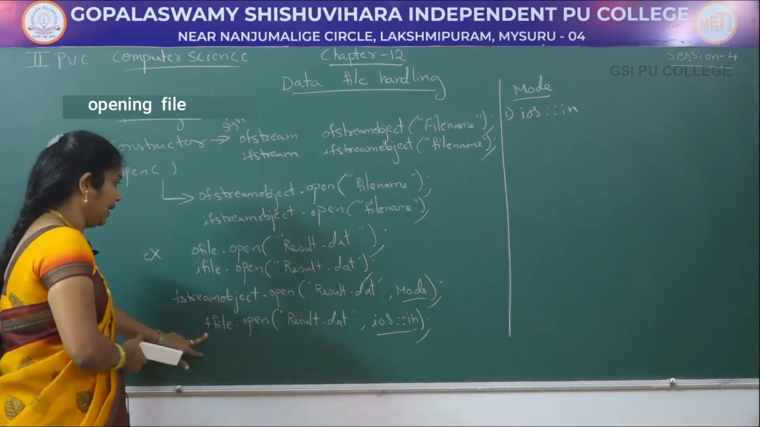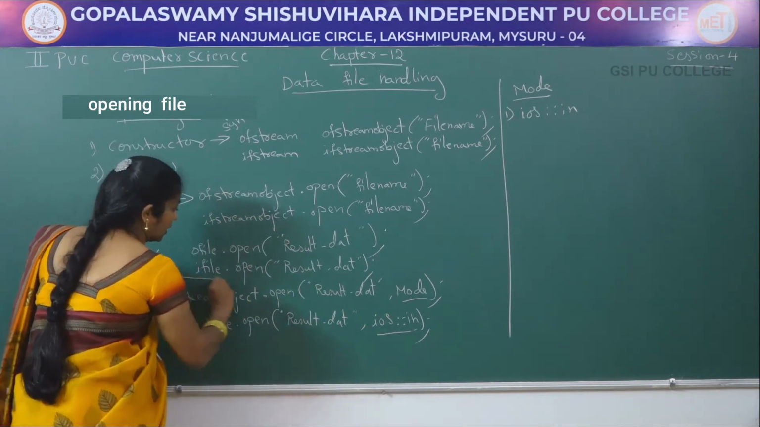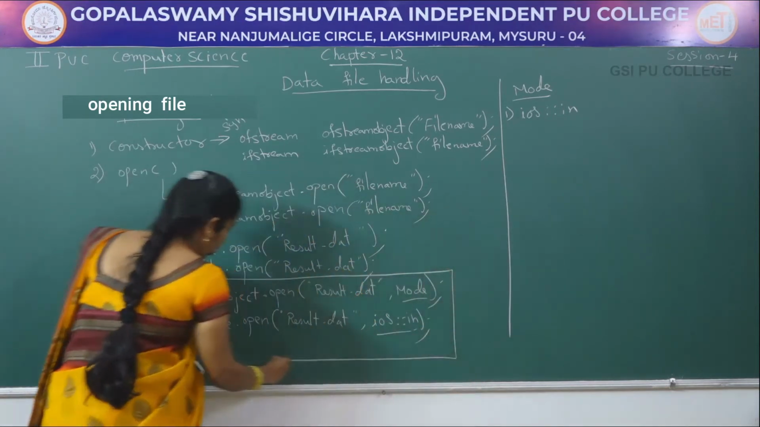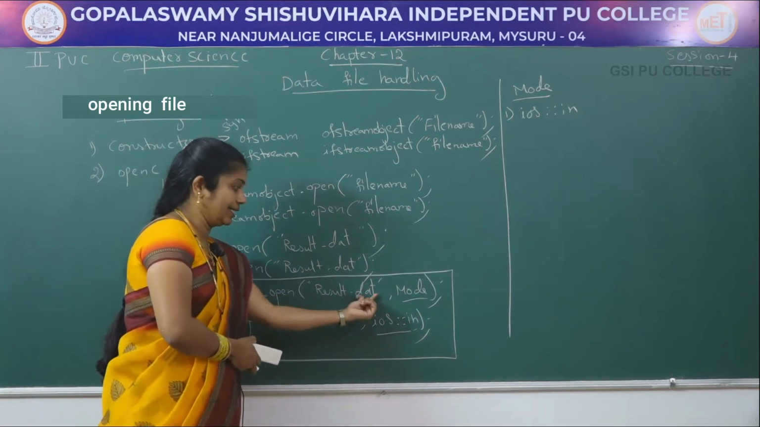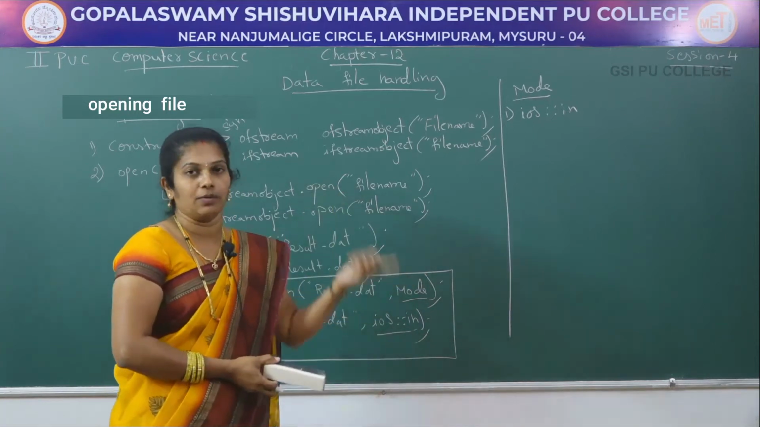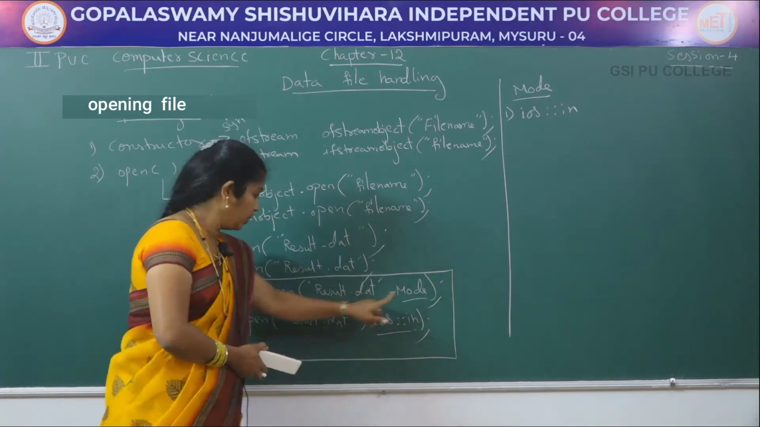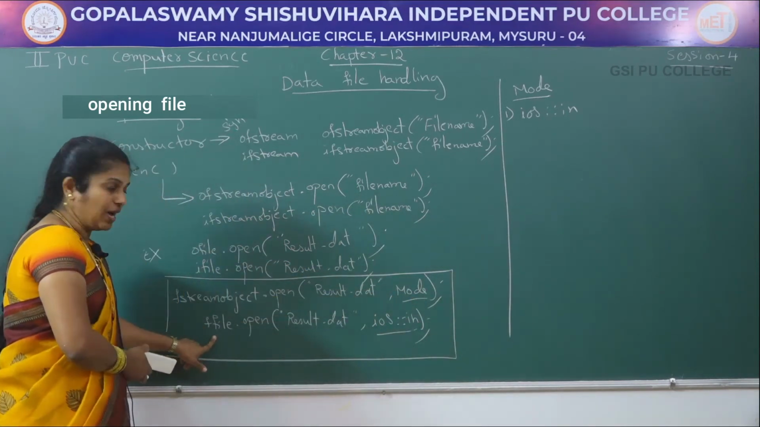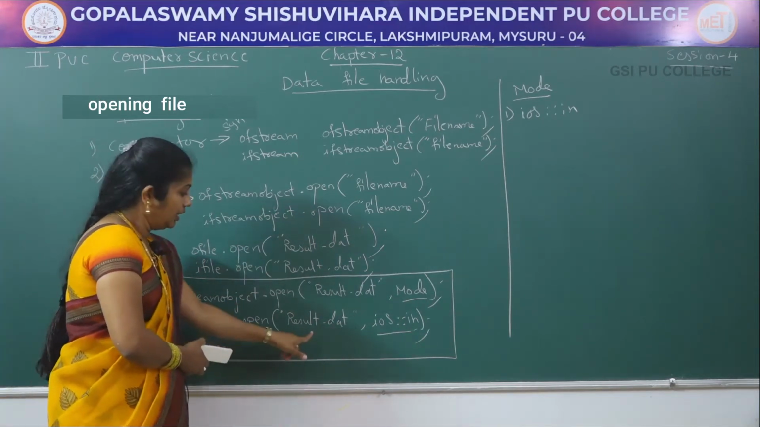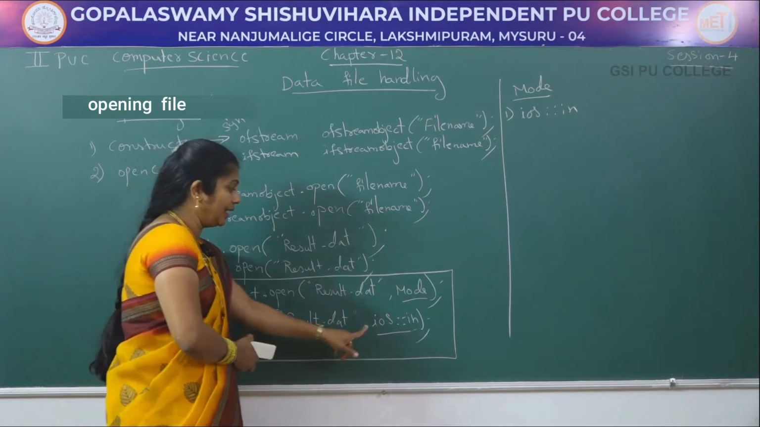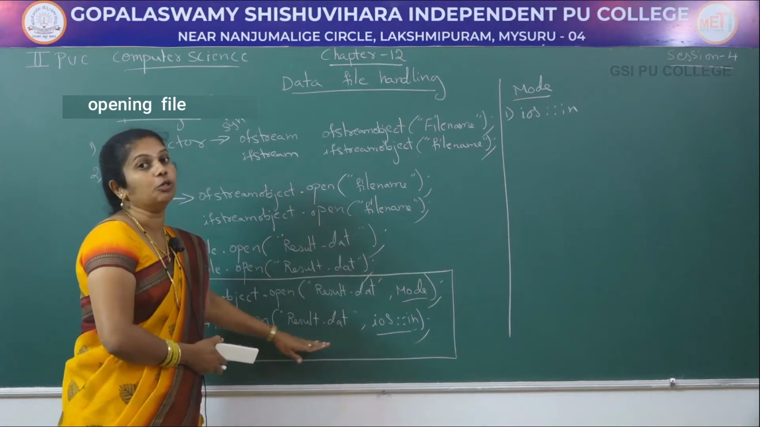Here while writing the syntax: fstream object dot open. Here we used fstream object dot open, result dot dat. This dat is the extension. If you want txt, whatever extension the file has, you can write it, then comma, mode. Here fFile is the fstream object. Here we give dot open, inside the quotes result dot dat, comma ios::in.